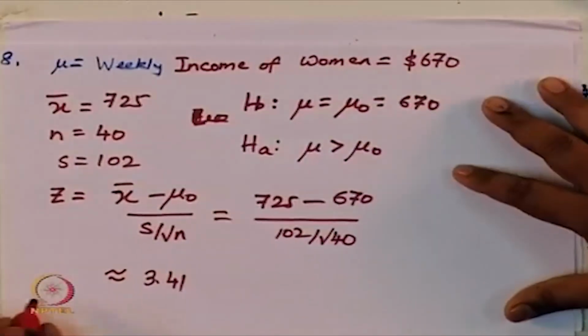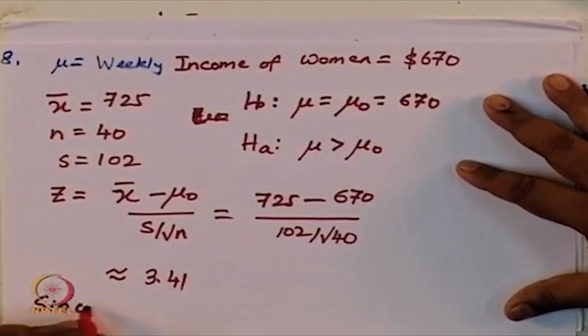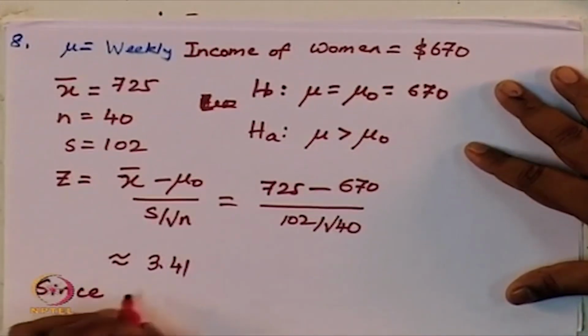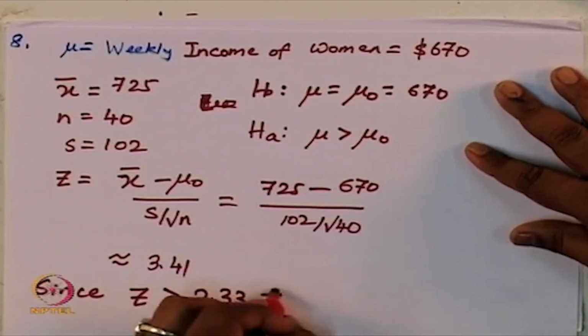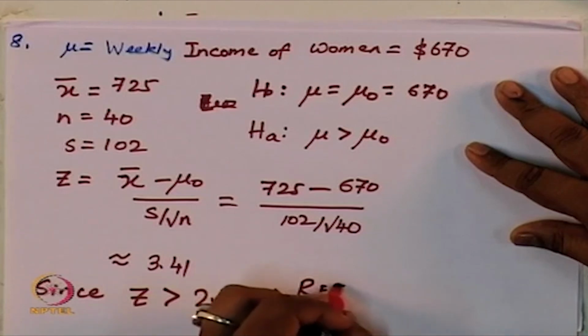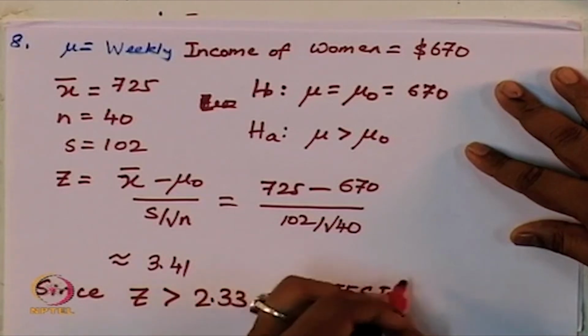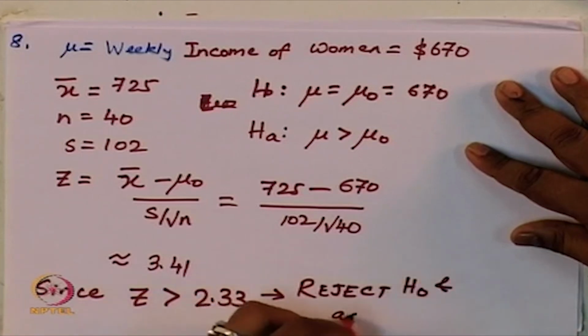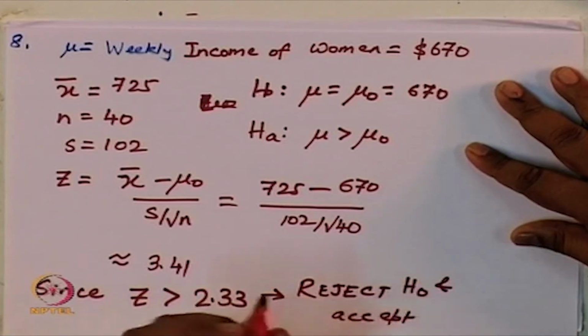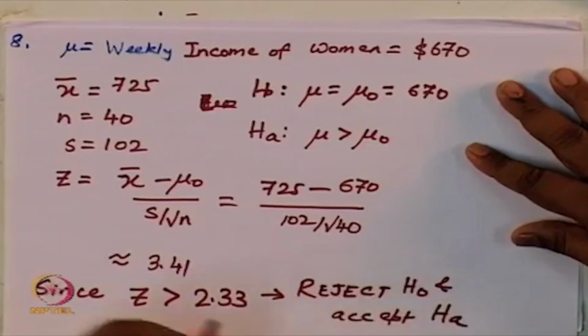So, since Z is greater than 2.33, I can reject H naught and accept H A.